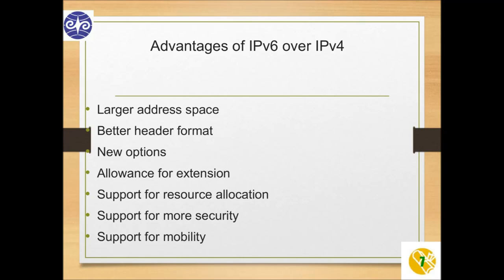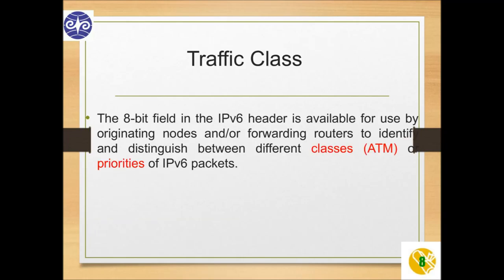Allow for extension. Extension means again attachment of multiple devices. Support for resource allocation. Dynamic resource allocation is available here. Support for more security. Nowadays, network security is very important while we use the internet or wide area network. So IPv6 provides more secure features during data transmission, more ciphers, and different algorithms are available in network security as well. Support for mobility, we can move from any location using IPv6.